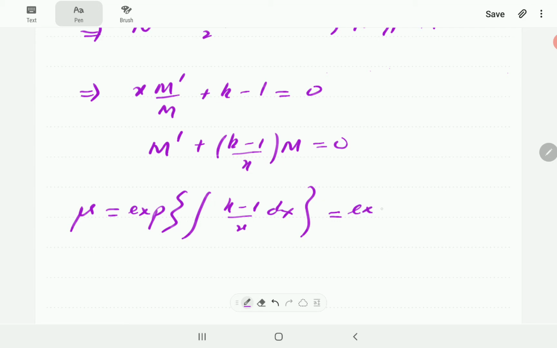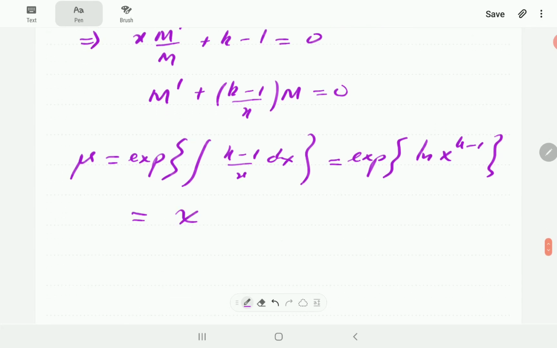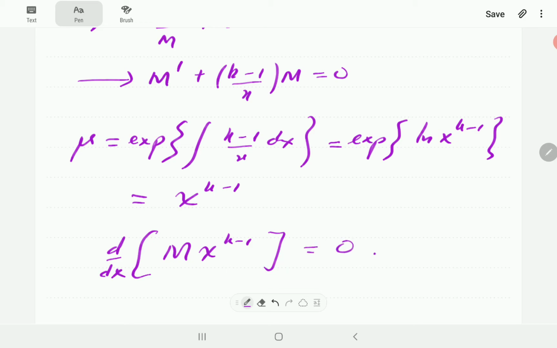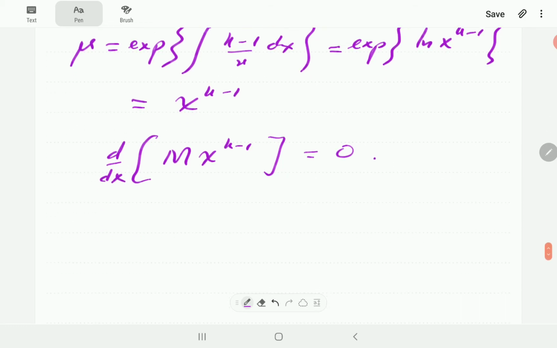This is going to be the exponential of ln of x to the power k minus 1. So this is simply going to be x to the power k minus 1. So that's going to be our integrating factor. If we multiply this ODE by that, then we're going to get d/dx of m times x to the power k minus 1 is equal to 0.